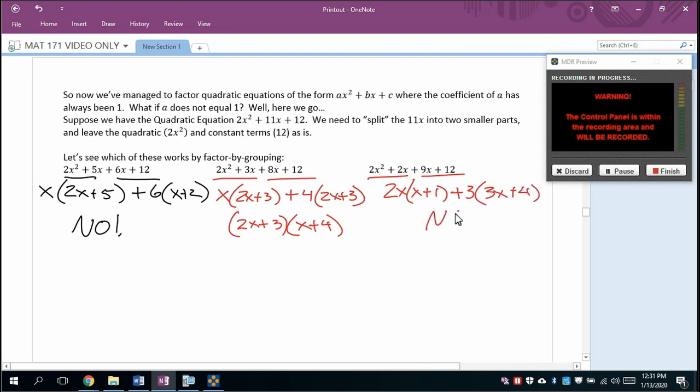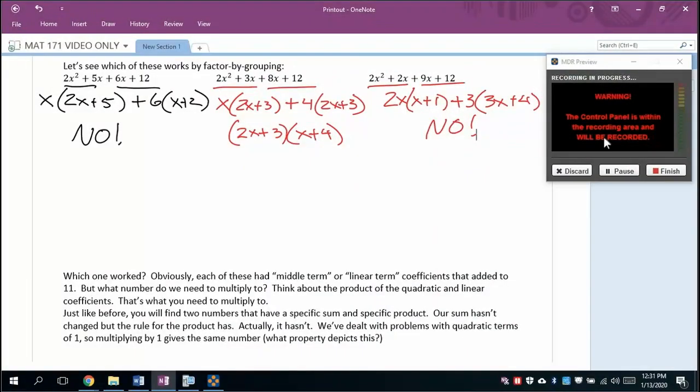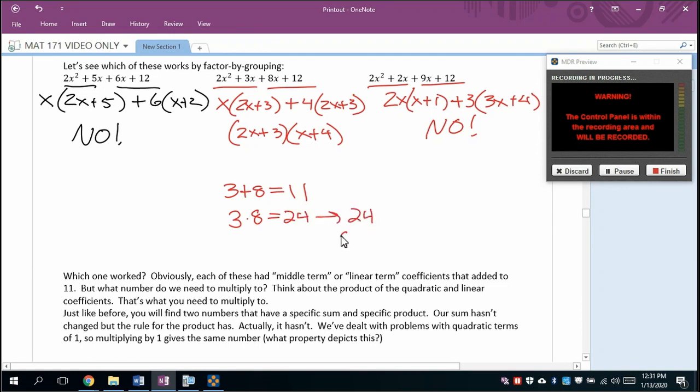Well, it doesn't matter. So how did this come about? Why did this middle one work? Well, 3x and 8x. So obviously 3 plus 8 is 11. Now 3 times 8 is 24. But where does the 24 come from? Well, look at the 2 and the 12. That's where it comes from. So effectively, this is the way it's always been, except our leading term has always been a 1.